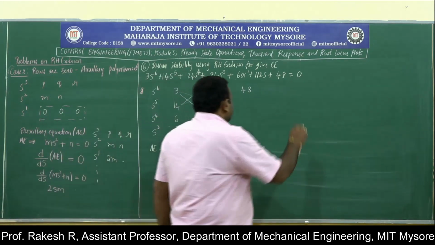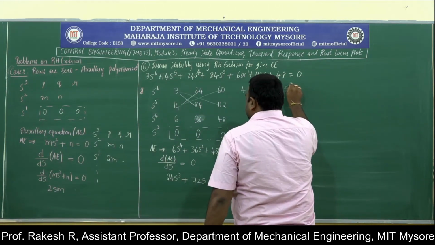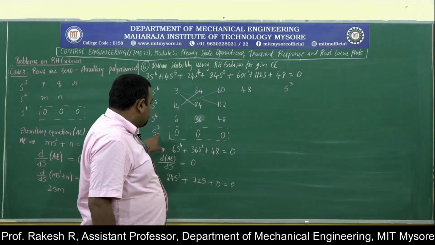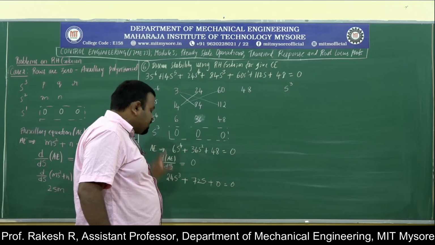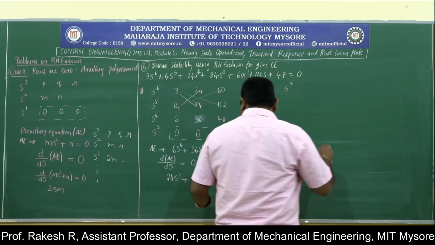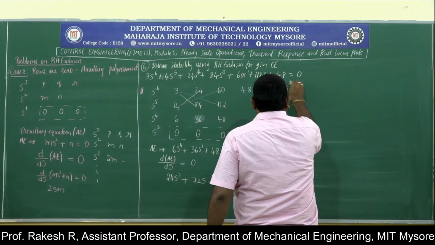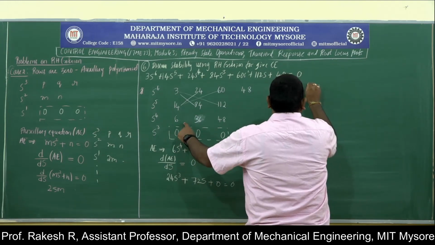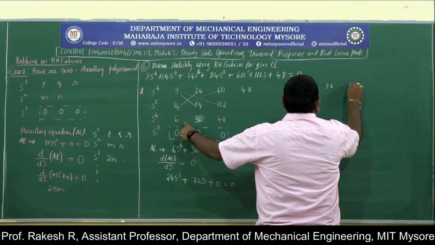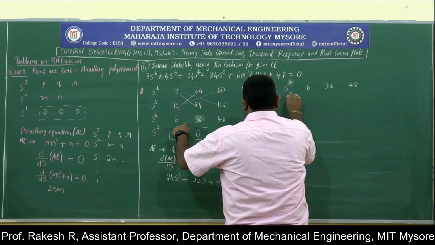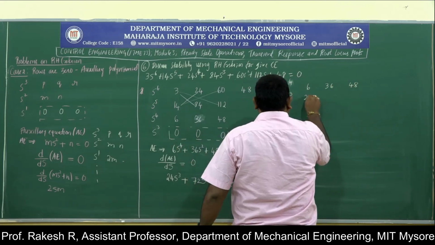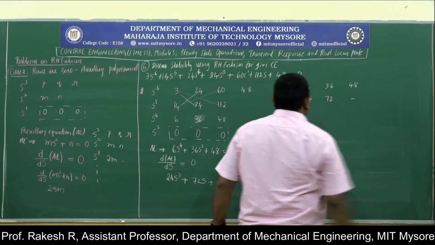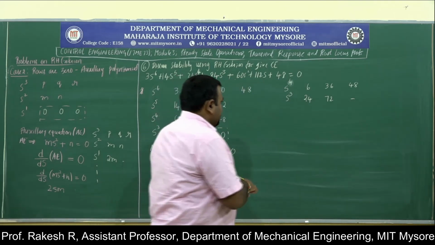I will rewrite it again from s cubed, where it was becoming 0. Instead of 0, I will write this as a new row. First I will write s to the power of 4: 6, 36, 48. Then I will write s cubed: 24, 72, and a dash. Then compute s squared.